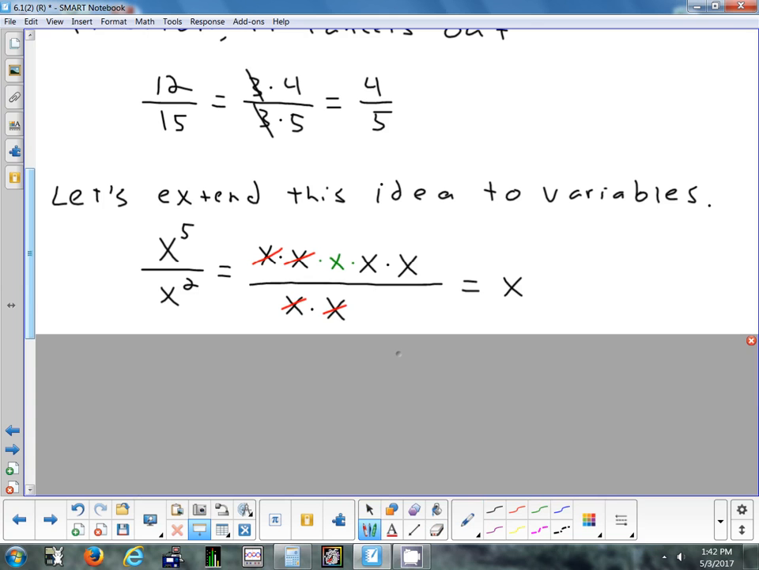We already talked about that. X to the 2nd is x times x. I'm going to cross out the ones I have in common. They both have at least 2 x's. So like we did up here, they both had a 3. We cancel them out. They both have at least 2 x's, right? And I have 3 x's left on the top. So that means x to the what? X to the 3rd. So that's one way we could do it.